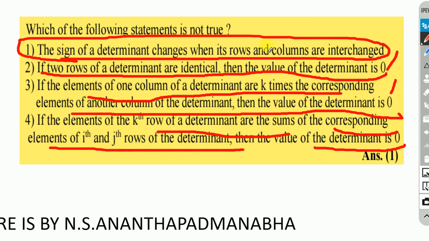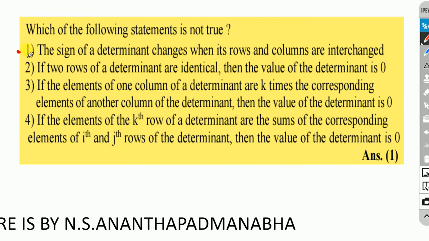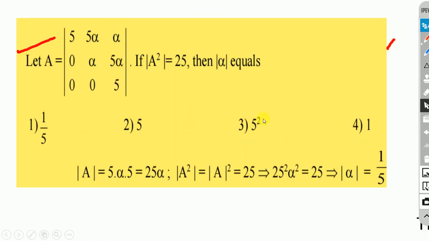This is given as transpose. Transpose is different, and interchanging the rows and columns is different. Changing rows into columns and columns into rows is nothing but the transpose. Interchanging the columns and rows is different. So this is a conceptual question and the answer is 1. This is the wrong statement among the given options.